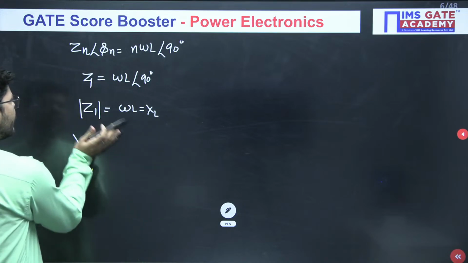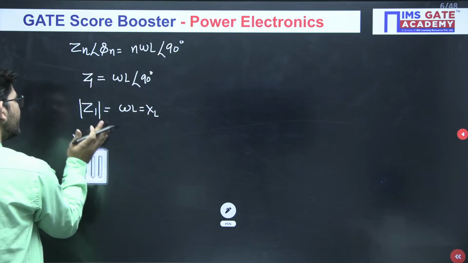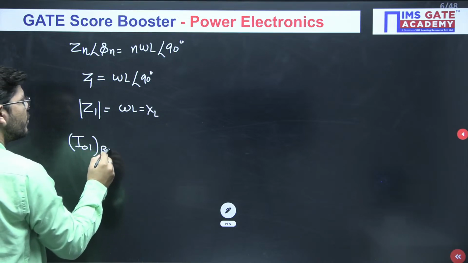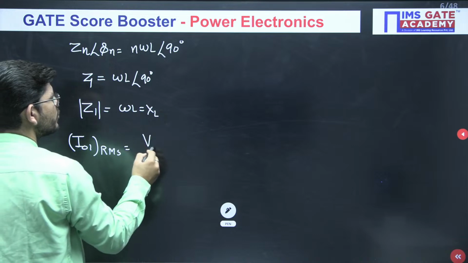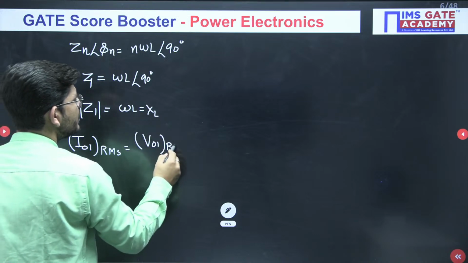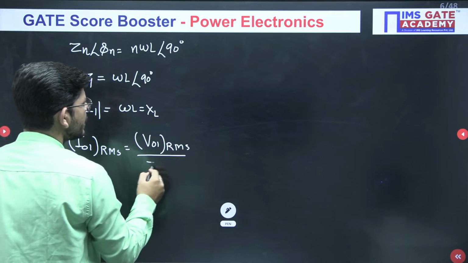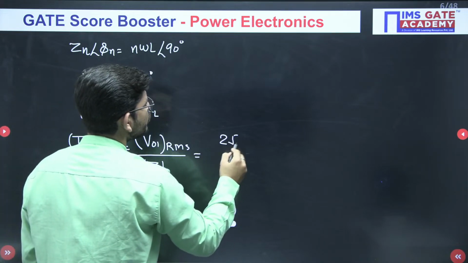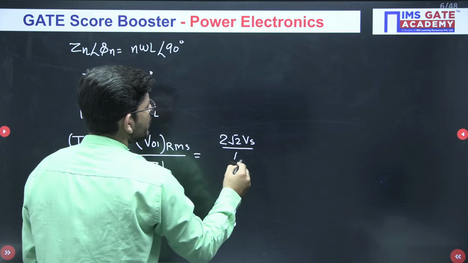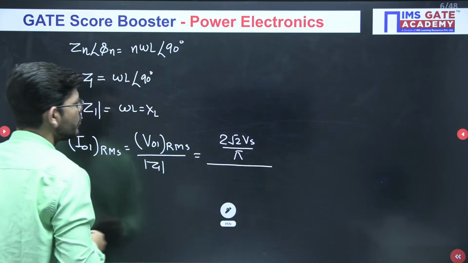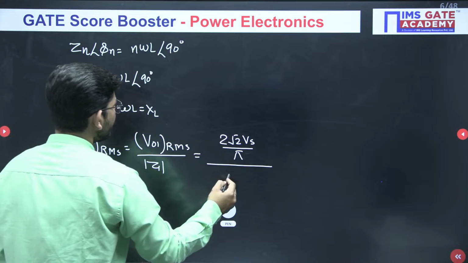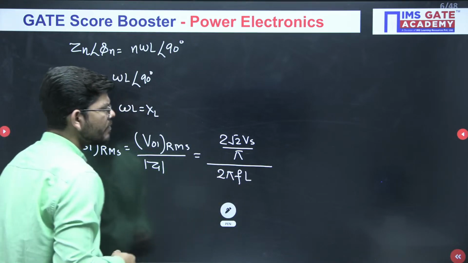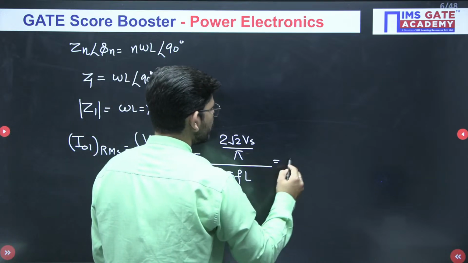Okay. So what will be now the value of the fundamental RMS component of current? The fundamental RMS component of current, which we have written, will be equal to the fundamental RMS voltage divided by the fundamental impedance. Okay. So fundamental RMS voltage is 2 root 2 Vs over pi, and impedance is equal to XL or omega L. Okay. Omega L, you may write as 2 pi F into L. So now you only have to put the values.